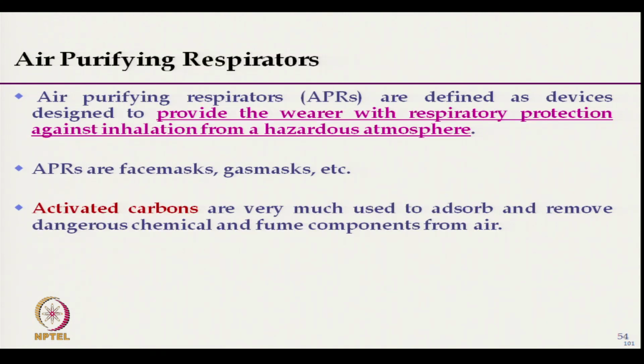Next is the air purifying respirator. These are defined as devices designed to provide the wearer with respiratory protection against inhalation of hazardous atmospheres. So, this is used for respiratory protection. Examples of APRs are face masks and gas masks. Activated carbons are used to absorb and remove dangerous chemicals, in addition to the particle filter for particles or fumes in the air.